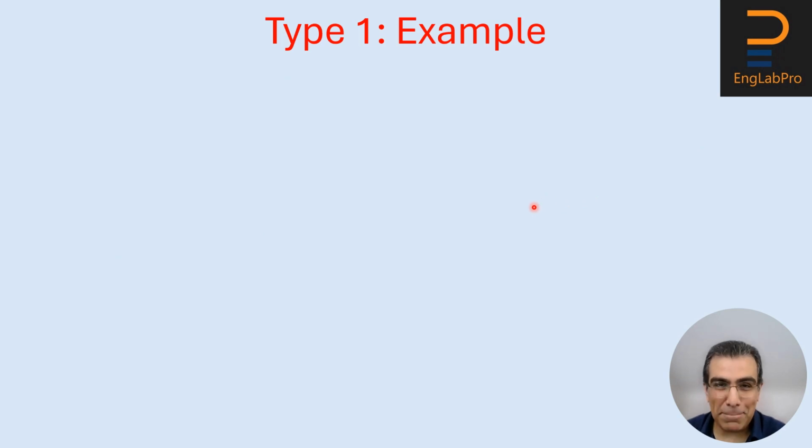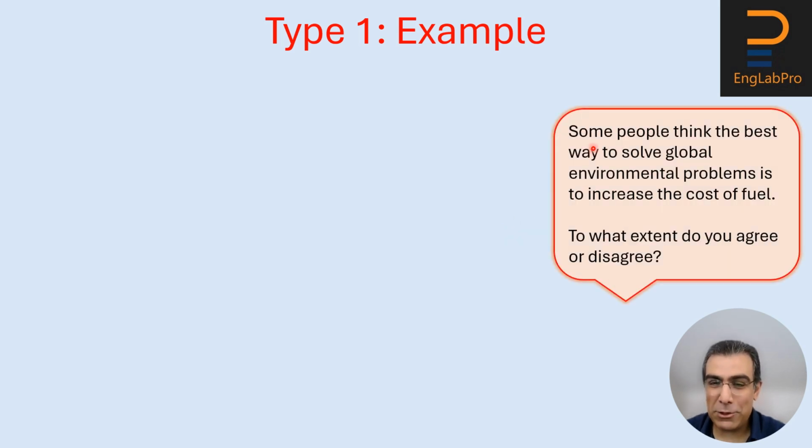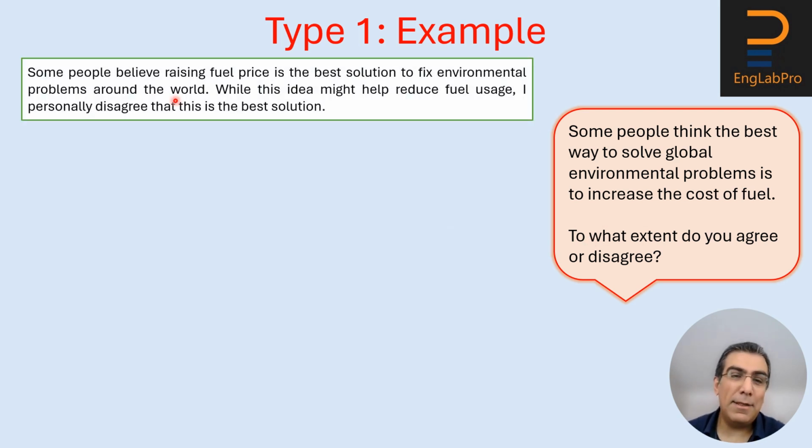Now let's read the sample writing, and we will go over that paragraph by paragraph. But first, let's look at the question again. The question is, some people think the best way to solve global environmental problems is to increase the cost of fuel. To what extent do you agree or disagree? Well, we mentioned on the previous slide that we are going to disagree with this topic. Well, this is the introduction.